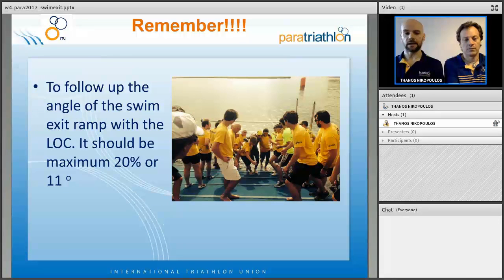Finally, it's quite important to remember the specifications around the ramps as they are explained in the event organizer manual. We should have a maximum of 20%, which is 11 degrees, and this is the limit. In the photos that we have, there was a mistake from the organizing committee, and instead of providing 20%, they provided 20 degrees. For taking the athletes out of the swim, we had to support the swim exit assistants as well. So it's quite important to get this right.